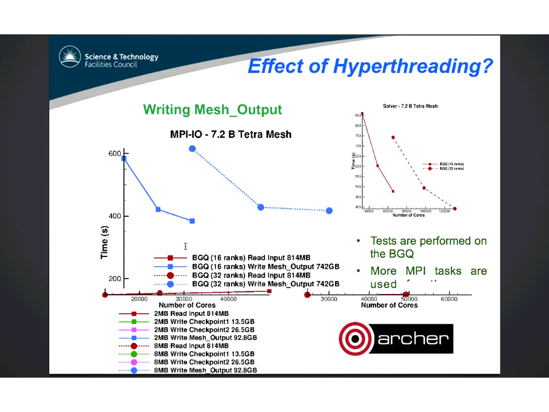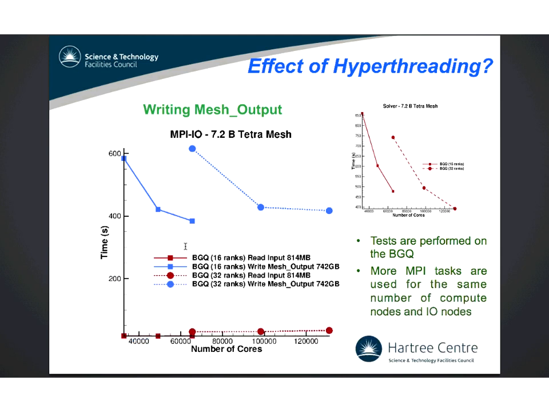So finally, we investigated the effect of hyper-threading on the IO performance. If you look at the right-hand side and the solver performance, you can see that it's really worth it to use hyper-threading. In the case of the largest mesh with 7 billion cells, we went up to 130,000 MPI tasks, which was a lot faster than using 65,000 and 16 ranks per node. We tested basically with 16 ranks per node and 32 ranks per node to check what the solver was doing, and because we were getting a speed up, then we looked at the MPI-IO.